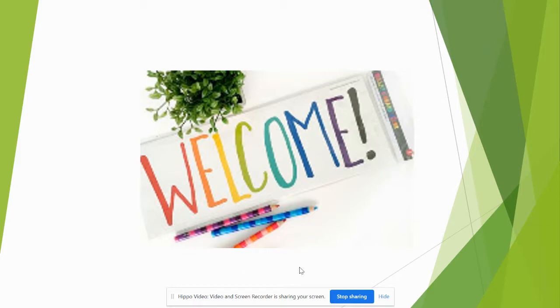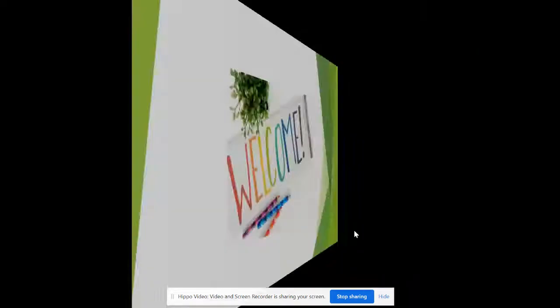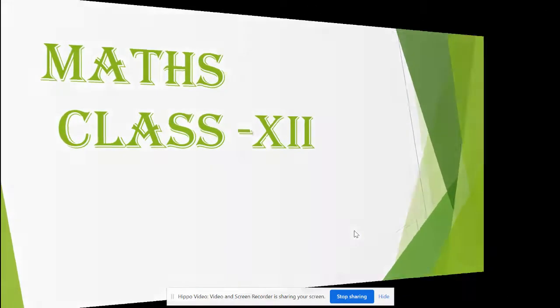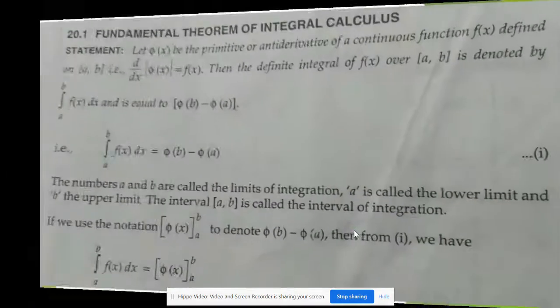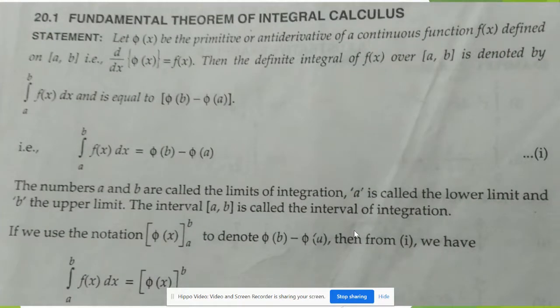Today we are going to see class 12 definite integrals. So, fundamental theorem of integral calculus. We are going to start with the fundamental theorem of integral calculus.